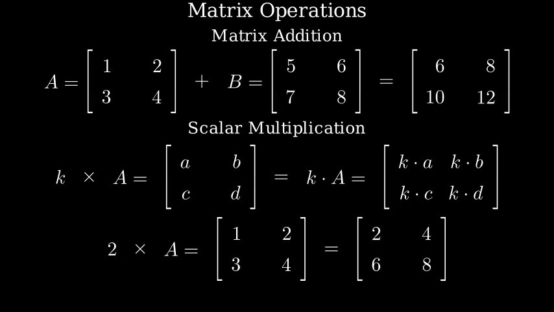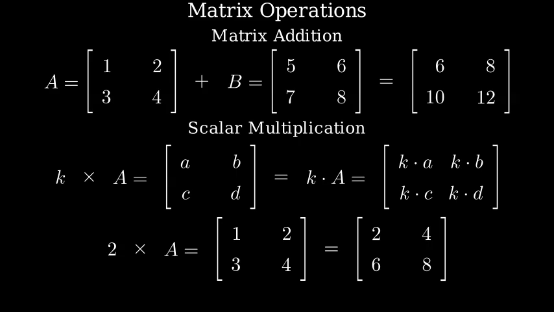The most important and complex operation is matrix multiplication. Unlike addition, matrices can be multiplied only if the number of columns in the first matrix equals the number of rows in the second matrix. The multiplication process involves taking the dot product of each row in the first matrix with each column in the second matrix. Let's see an example.